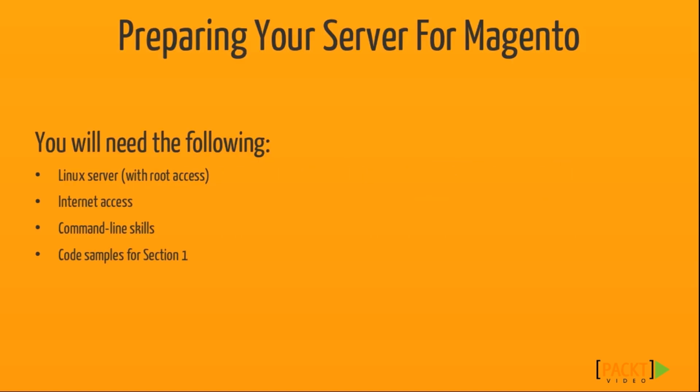Before we begin, make sure you have a Linux server with root access. I'll be using a virtual machine with Ubuntu 12.04 installed. Make sure we have internet access on that machine so that you can download and install software from the Ubuntu repositories. And we're also going to be editing a lot of files through the terminal, so make sure your command line skills are up to par. Lastly, get your hands on the code samples for Section 1, since in there you can find the example web server configuration we'll be using in this video.